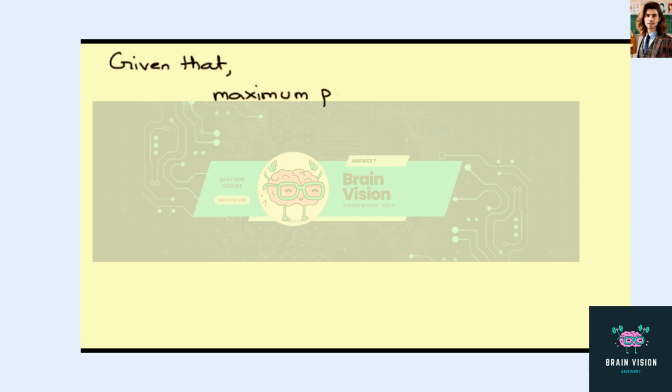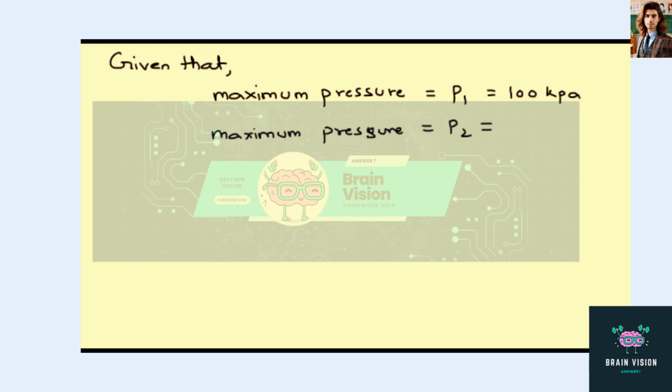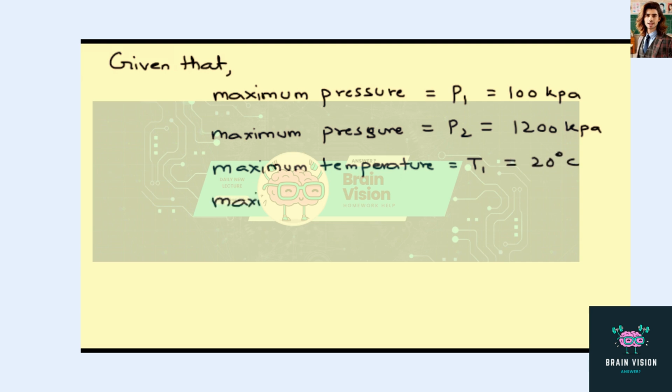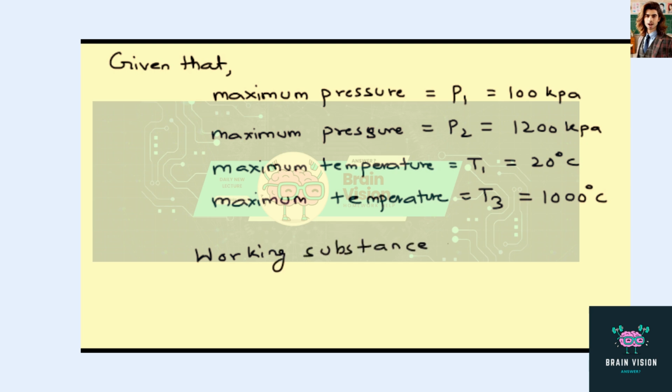We have given that maximum pressure P1 is equal to 100 kPa and maximum pressure at P2 is equal to 1200 kPa. Now maximum temperature T1 is equal to 20 degrees centigrade and maximum temperature at T3 is equal to 1000 degrees centigrade. As we know that working substance is argon here, so K is equal to 1.667.